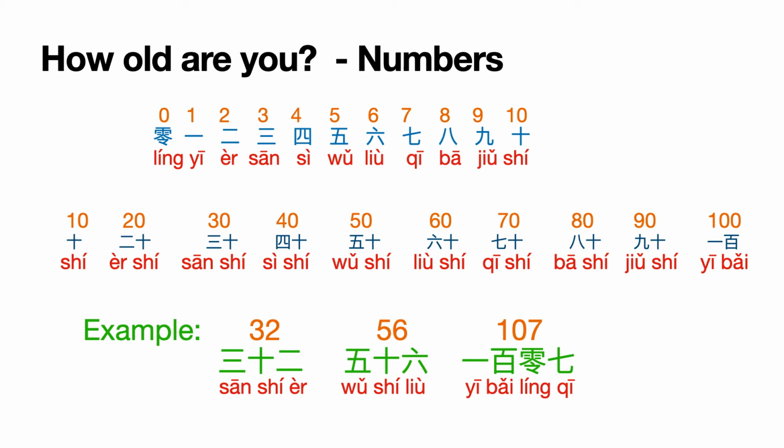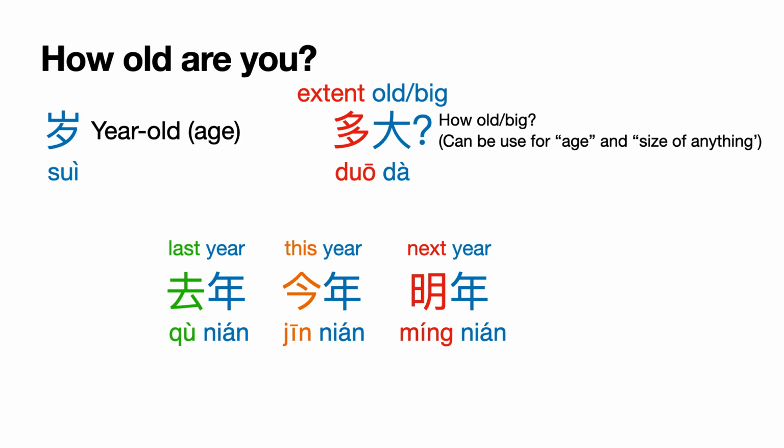So now you have the tens and the units. How do you form your age, the numbers? For example, if you are 32 years old, you could just say 三十二. And 56 in Chinese would be 五十六. And 107 in Chinese is 一百零七. Okay, I hope you get it. If you don't, you can just drop me a message and we can talk more about how to form numbers in Chinese.